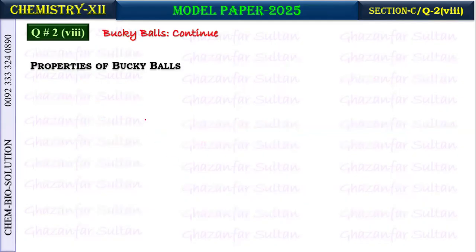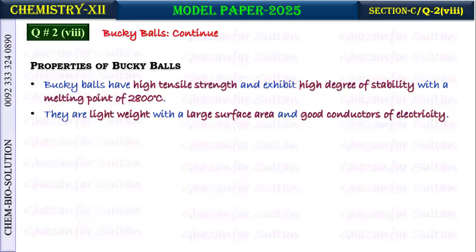Now, properties of the buckyballs. Buckyballs have high tensile strength and exhibit high degree of stability with melting point of 2800 degrees Celsius. Actually, if you observe, this is not a single property, it includes 3 properties. I have taken the whole sentence from your textbook, but actually these are 3 different properties. Similarly, in the next point, they are lightweight with a large surface area and good conductor of electricity. So actually, these are 6 properties, and you are asked to write only 2 properties. So I suggest my respected teachers that if a student has written any 2 out of these 6, they should consider it and award the complete full marks.